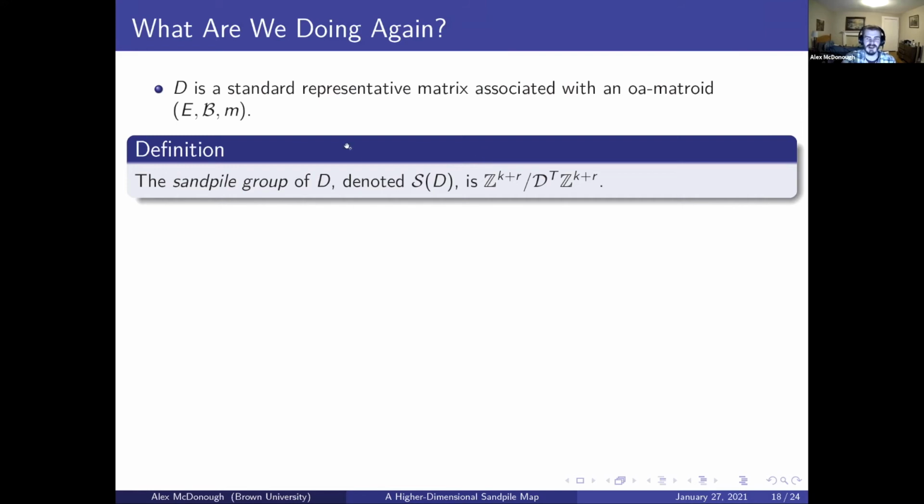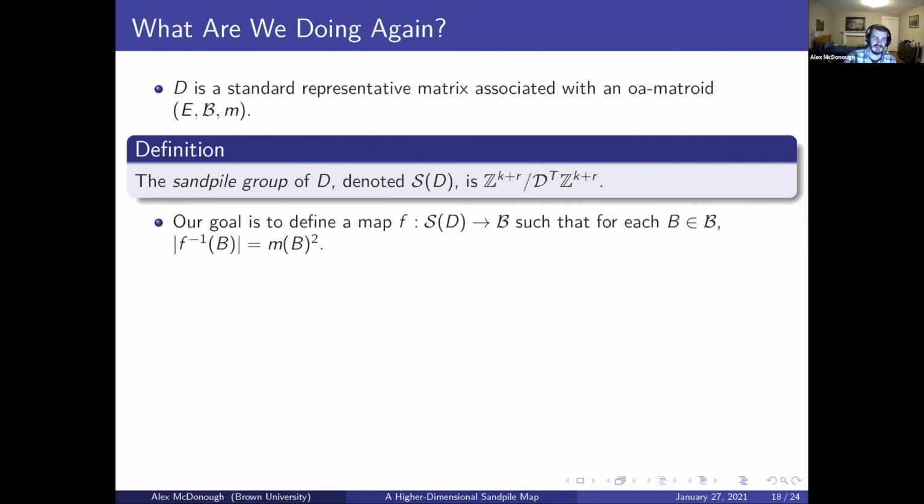But anyway, I went on this tangent about tiling space with these things, and maybe it was cool, but what does that have to do with anything I was talking about before? Well, let's find out. So let me remind you of what we were doing. We have this standard representative matrix associated with an OA matroid, and we have our Sandpile group, which is the co-kernel of fancy D, or it's this group right here.